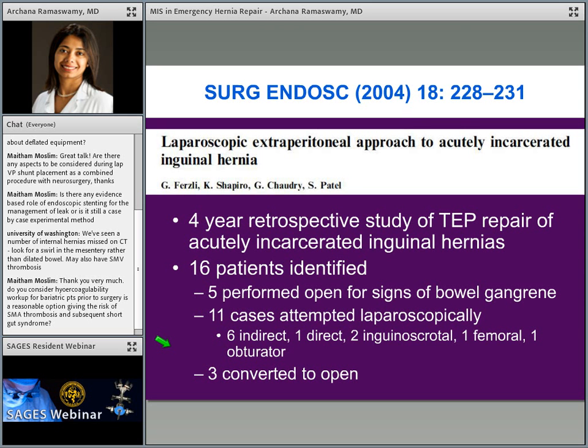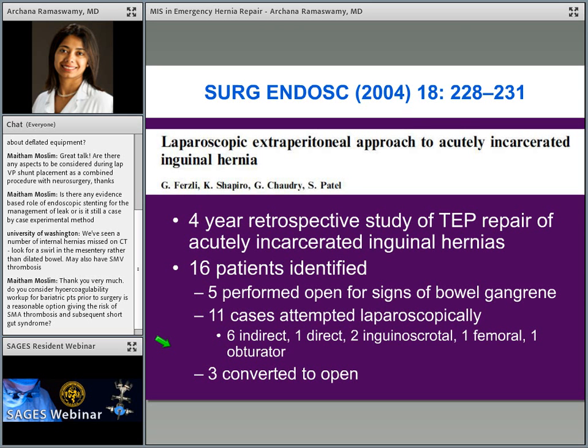What they looked at was the group that they decided to put mesh into and the group that they did a suture repair. The important difference here is that bowel resection was done in only about half of the patients in comparison to those that had suture repair. So it's a little bit of apples to oranges that we're comparing here.